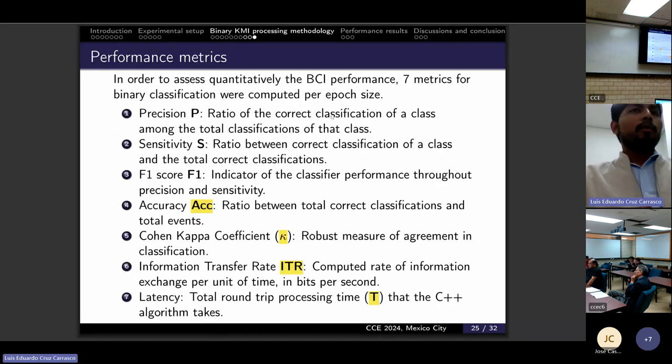To measure the performance of our methodology, or the performance of the classification and processing for the EEG dataset, we use seven metrics, but the most important are the last four: the accuracy, the Cohen's kappa coefficient, the information transfer rate, that is the amount of information that is sent per unit of time, and the latency, how much time the algorithm takes to process and classify every window.